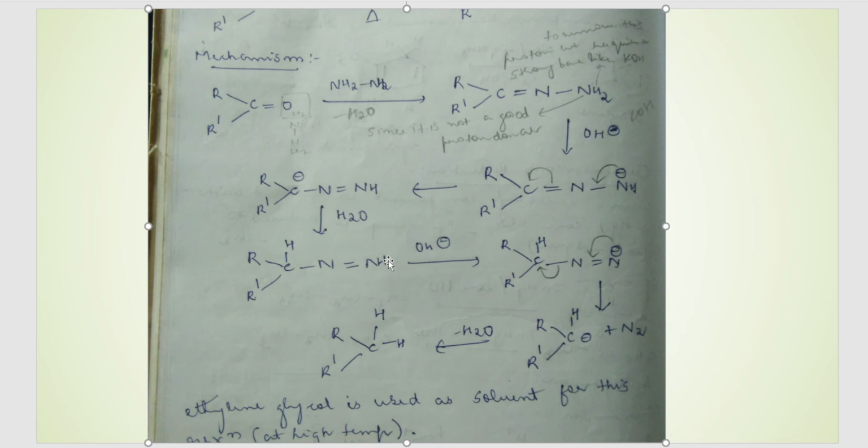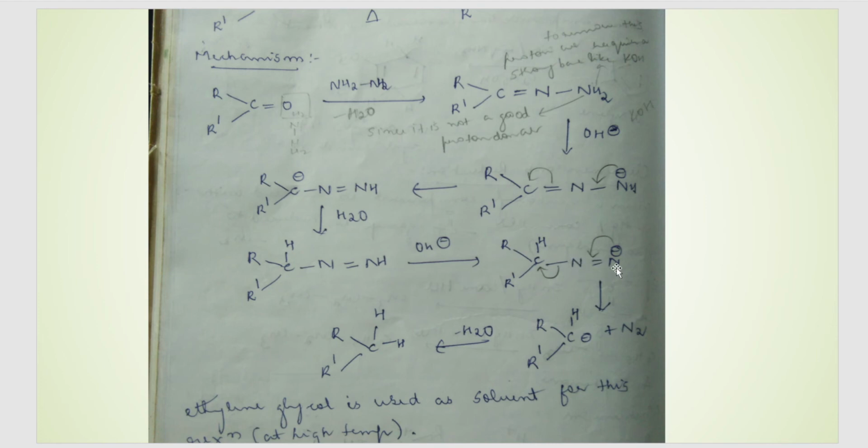Base once again abstracts one more proton from here. The same step that happened till here will happen one more time here. That is nothing but Wolff-Kirschner's reduction. So here, once again, the base will abstract the second proton present on nitrogen. So nitrogen will once again get a minus charge. As soon as nitrogen gets a minus charge, it will shift that charge between this nitrogen, the second nitrogen. So there is a new bond formation.